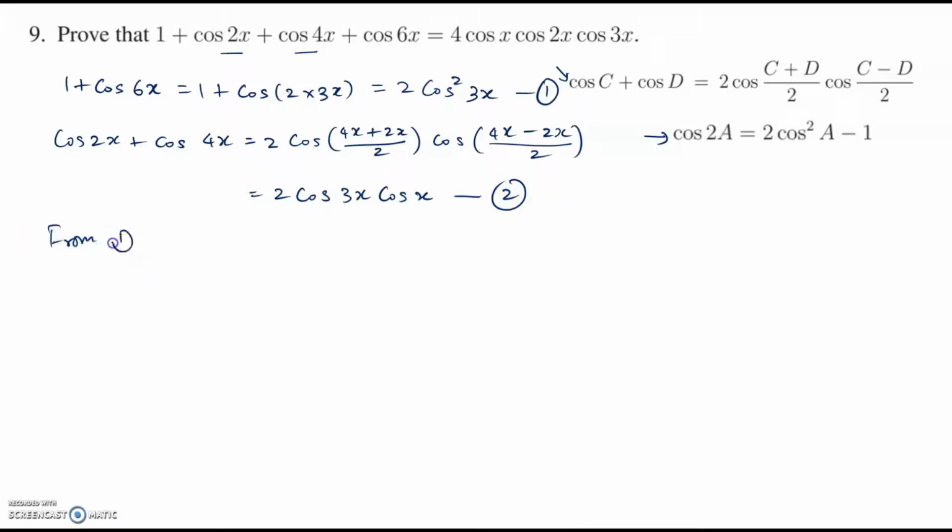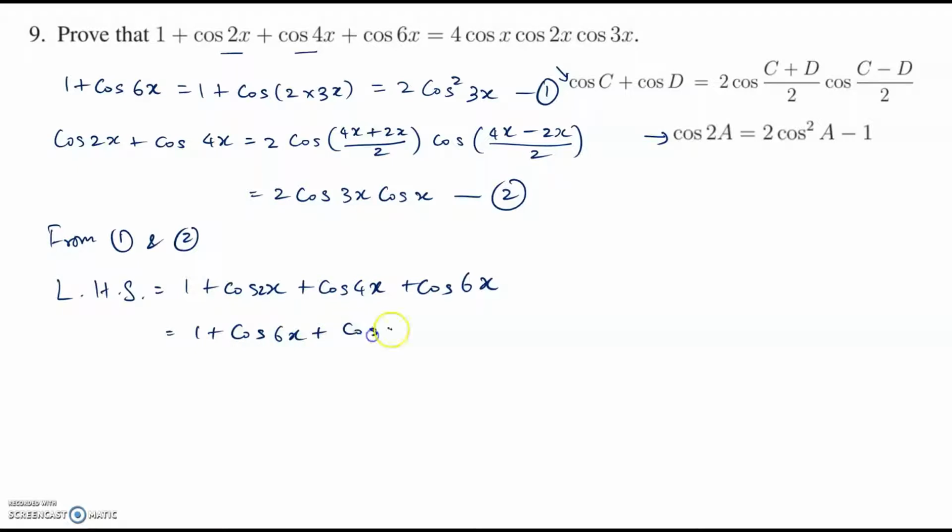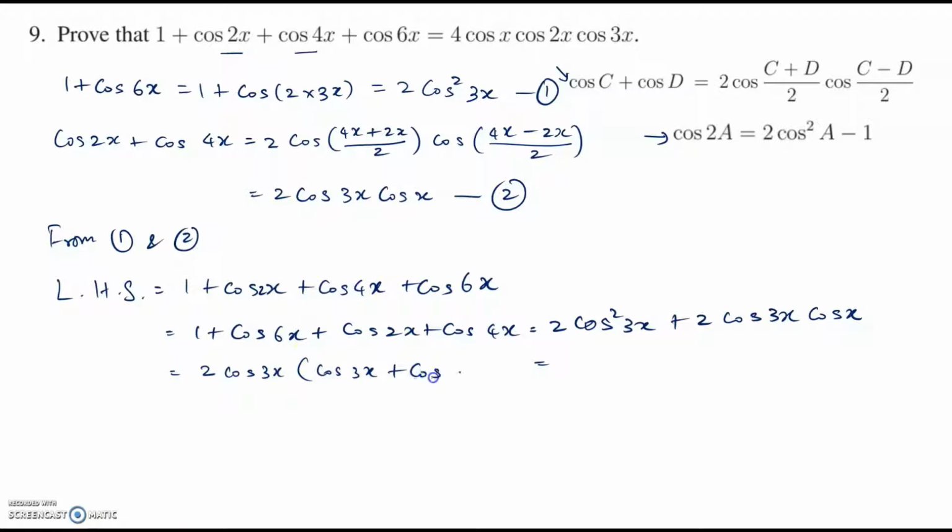So from 1 and 2, our left hand side, which is equal to 1 plus cos 2x plus cos 4x plus cos 6x, can be rewritten as 1 plus cos 6x plus cos 2x plus cos 4x. Substituting the values from 1 and 2, it becomes 2 cos squared 3x plus 2 times cos 3x cos x. Now we can take cos 3x, which is a common term, outside. So this becomes 2 times cos 3x within bracket cos 3x plus cos x.